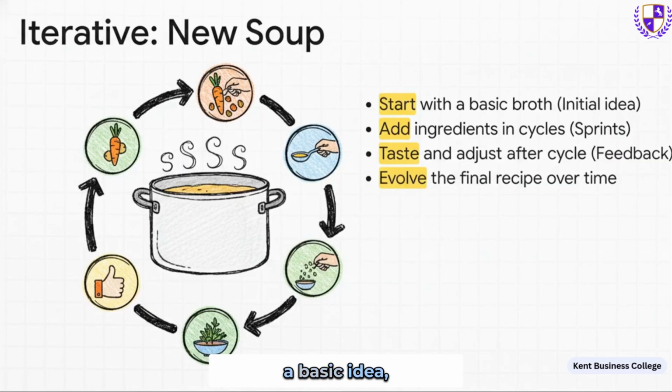Now, he goes on, let's think about creating a totally new soup from scratch. You would start with a basic idea, your broth. Then you work in little cycles, what we call sprints. You add some carrots, you taste it. You add some herbs, you taste it again. You're constantly using feedback to improve and evolve the recipe. That's the iterative approach, and it's absolutely perfect for something like improving a website where user feedback is everything.